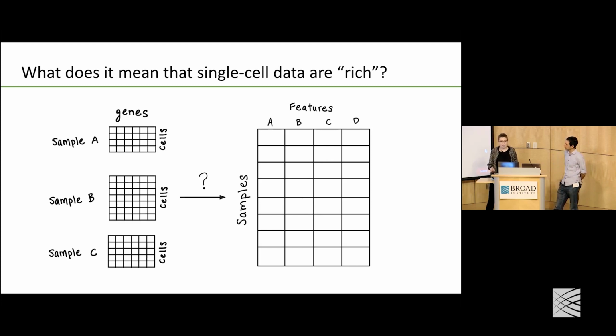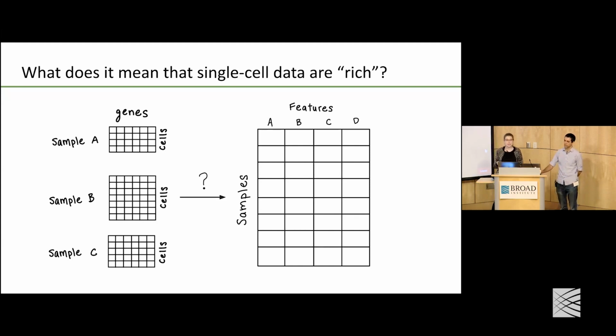By contrast, in single-cell data sets, each sample is really its own data set, where our observations are cells, and what we've measured for each of these cells is expression level across genes, or something else, depending on what the modality is that you're using to profile your cells.